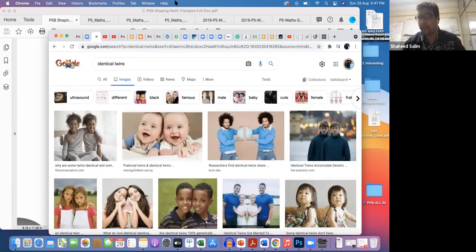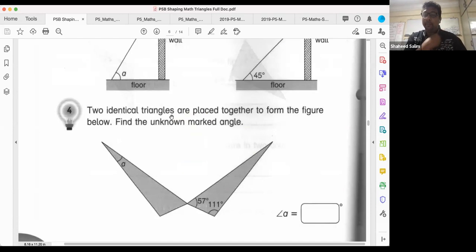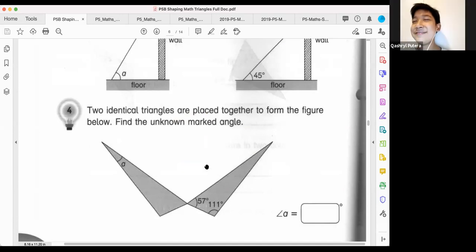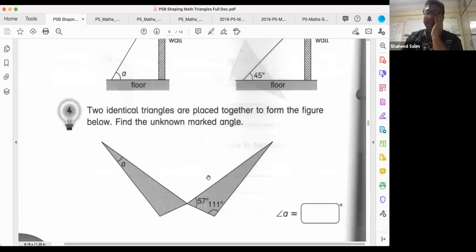But some twins are not identical. Some twins, yeah. Like you and me. You and me? Oh, no, ma. Mama, mama. Okay. Can you try this?